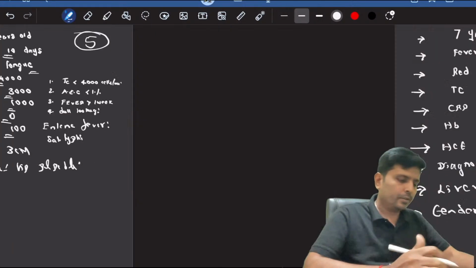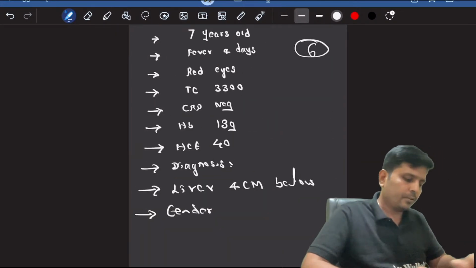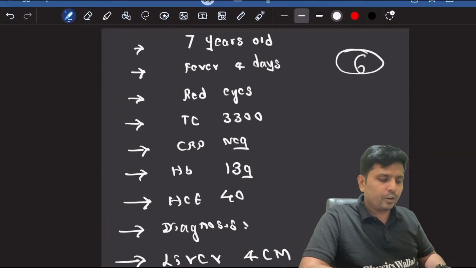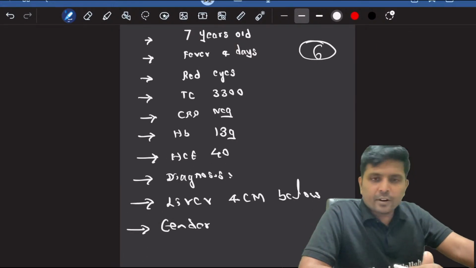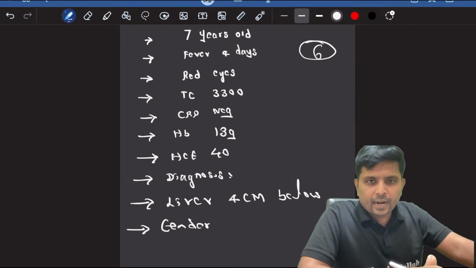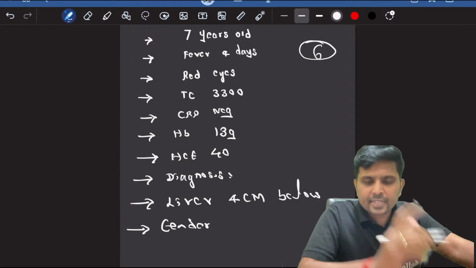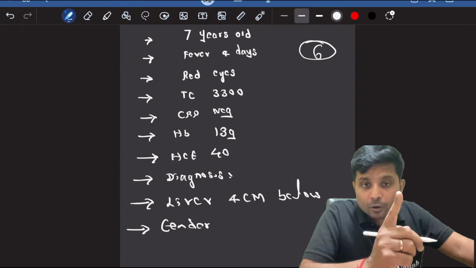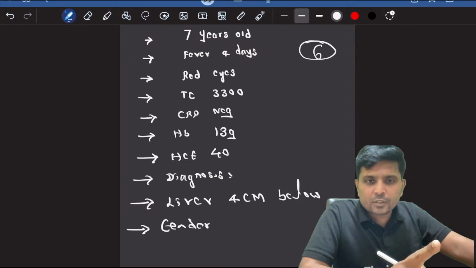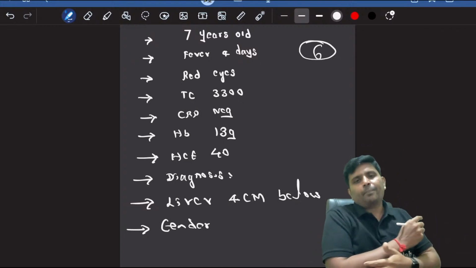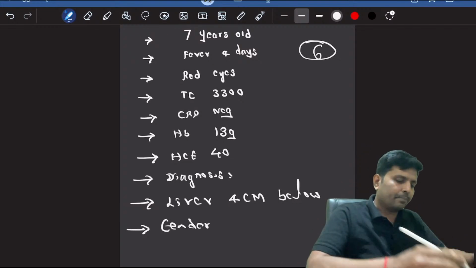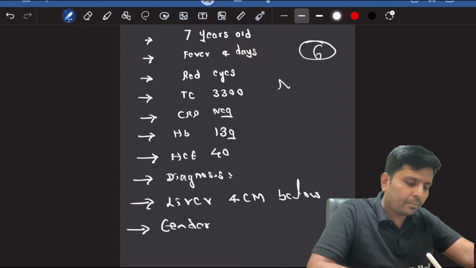Okay, right. Case number 6. 7-year-old, fever 4 days, red eyes. Total count 3,300, CRP negative. Hemoglobin is 13 grams. Hematocrit is 40. Tender hepatomegaly. Diagnosis, let me say, in the month of November.